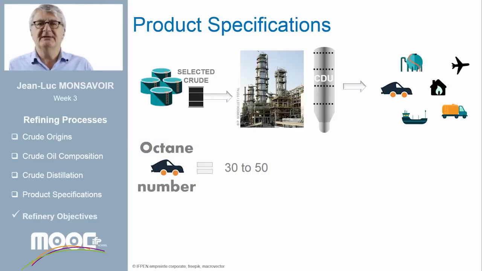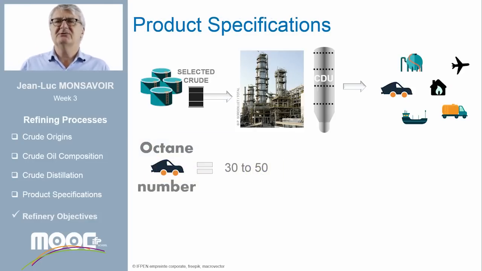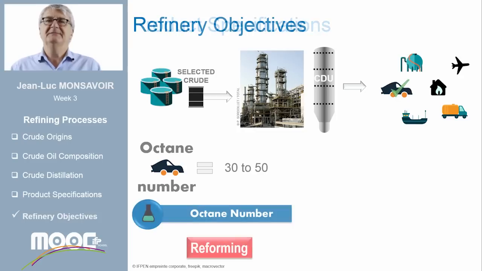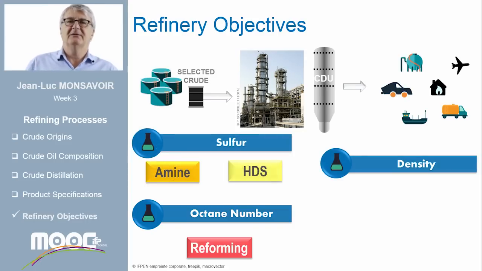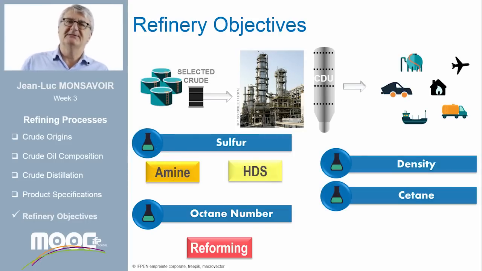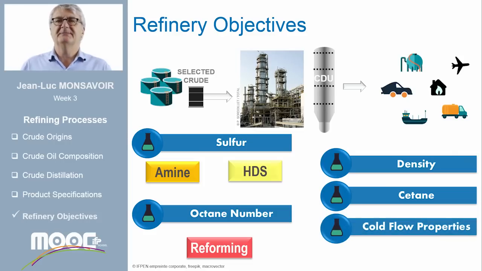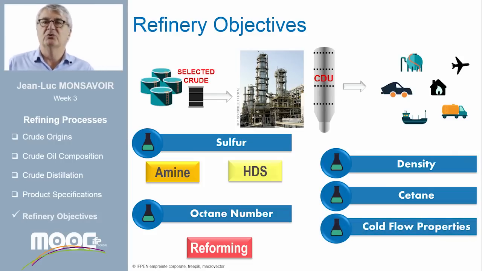The octane number of the gasoline from direct distillation is around 30 to 50. To increase its RON, the gasoline cut is treated in a reforming unit. Other specifications we have discussed together, like density, cetane, cold flow properties, are obtained by the selection of the crude and by operation of the crude distillation unit.